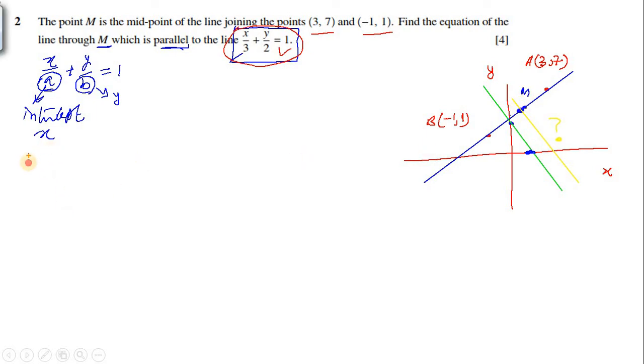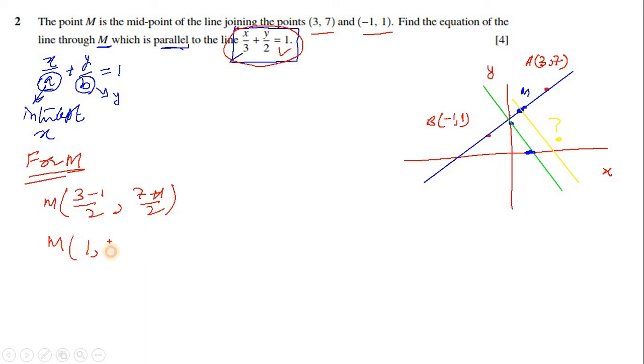So let's just talk about M, which is the midpoint. The coordinates of M will be equal to ((x1 + x2)/2, (y1 + y2)/2). So that means (3 - 1)/2, comma, (7 + 1)/2. This is the midpoint. And then M will be equal to (3 - 1 is 2, 2/2 is 1), comma, (7 + 1 is 8, 8/2 is 4). So (1, 4). This is the midpoint coordinate of the point M.